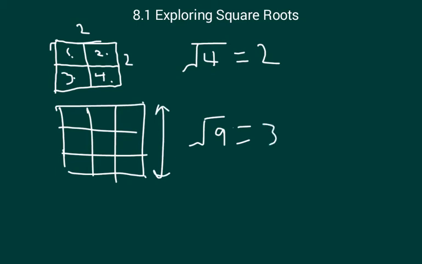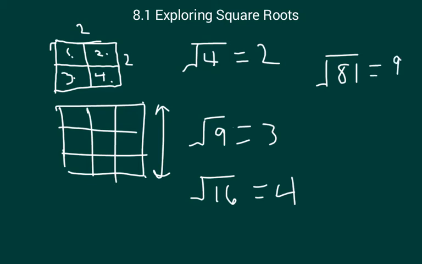And without drawing any more squares, you can probably figure out the square root of 16. Another way to think about it is, what number do you multiply by itself to get 16? What number to the second power equals 16? And that would be 4. And I'm going to break the pattern now and say, what's the square root of 81? Think what number you multiply by itself to get 81? And hopefully you're thinking 9.